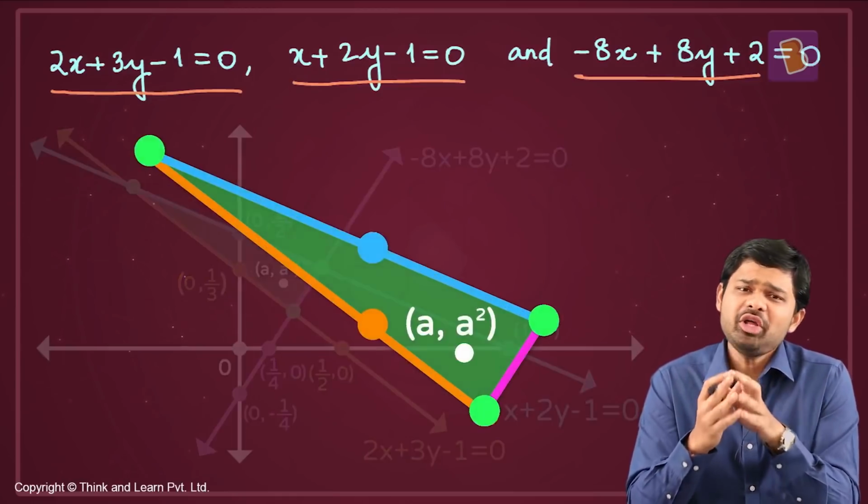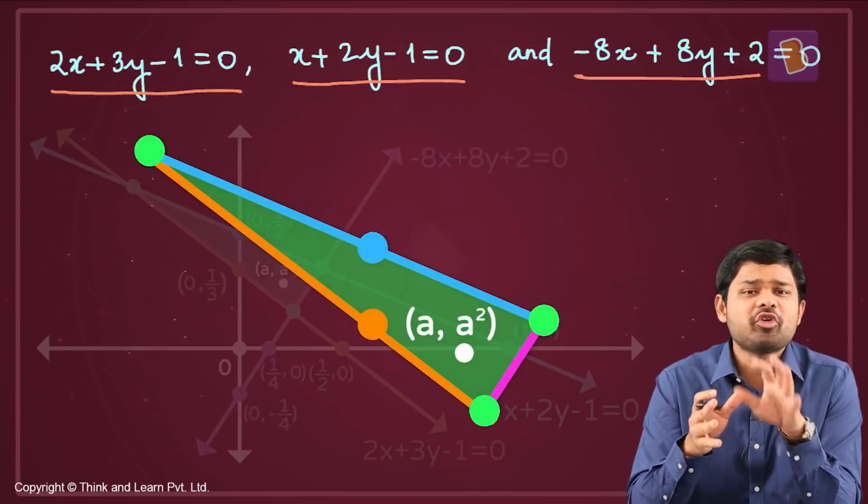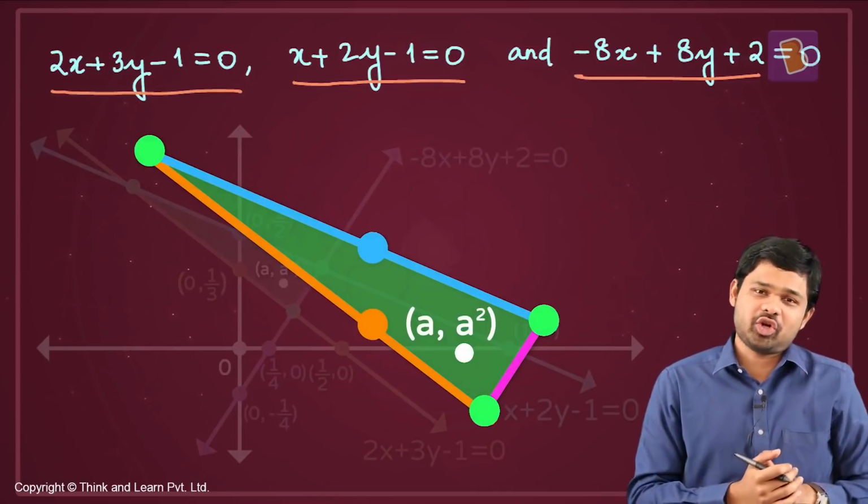So now, how do you find out the condition for any point to lie inside this triangle?